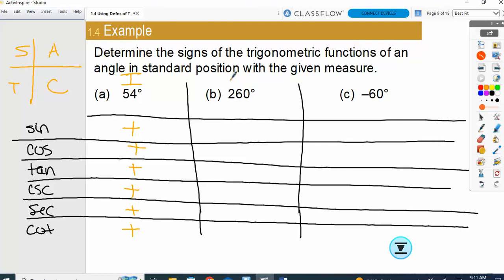260. So we think this is 90, 180, 270. So 260 is between 180 and 270, so that's quadrant 3. In quadrant 3, what's positive? Tangent, and if tangent is, so is cotangent. It means everything else has to be negative.